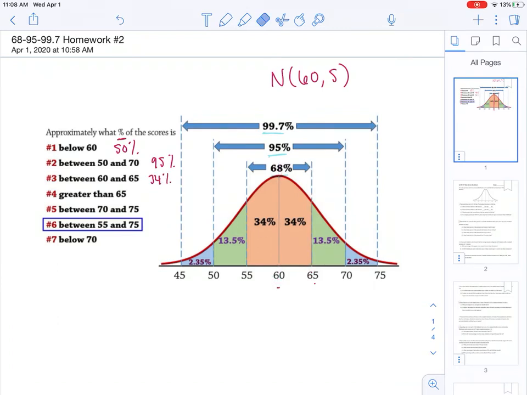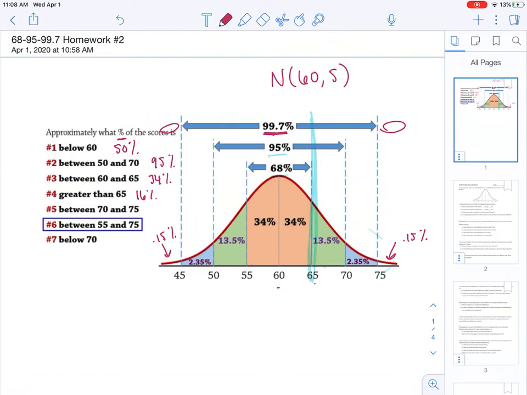What percentage is greater than 65? Greater than 65. That's everything from here on up. So you could add up all of these percentages. Also, I always said the teeny tiny tails have 0.15% in them. That's not on this chart. And I know it's 0.15 because I've got 99.7 here, so I have a total of 0.3 in both tails, so 0.15 there. Greater than 65, the answer to that would be 16%.